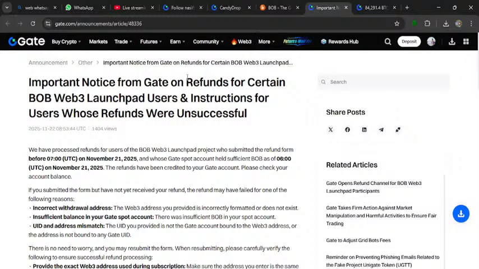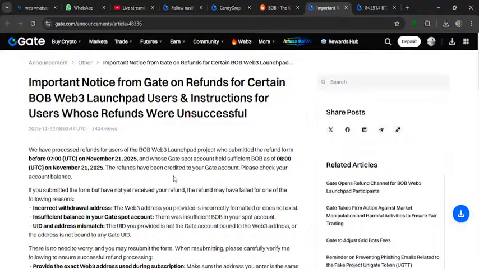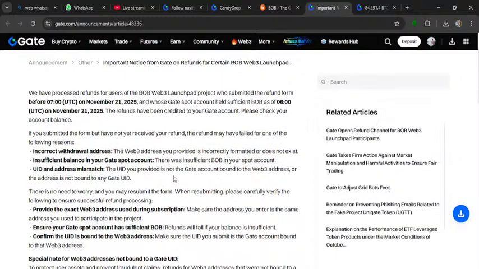Important notice regarding refunds for certain Web3 Launchpad users. For users of Web3 Launchpad projects who submitted the refund form before November 2025 and whose Gate spot account held sufficient BOB, the refund has been credited to your Gate account. Please check your account balance.